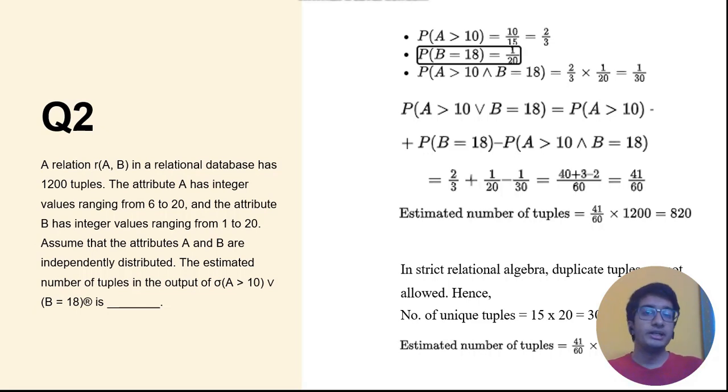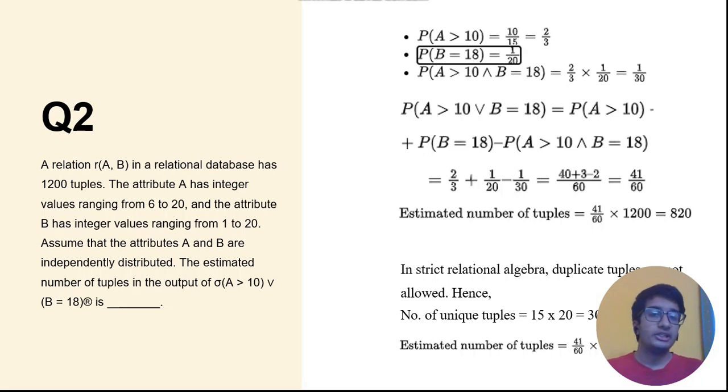Since A and B are independently distributed, the number of tuples that satisfy A greater than 10 is 10 upon 15 into 1200. So basically what we did is the number of possible integral values that fit our condition, which are 10 integral values, divided by the total number of integral values that A has, which we earlier determined to be 15. So we did 10 upon 15 and then multiplied by 1200, which is the number of tuples that we want. This comes as 2 by 3 multiplied by 1200, which comes as 800.